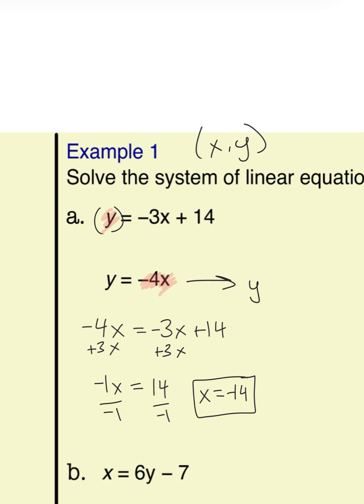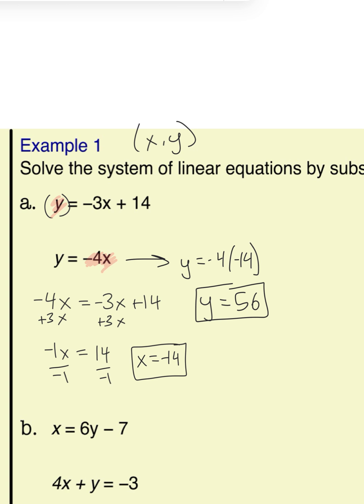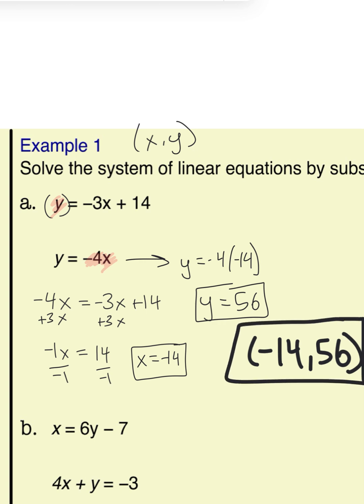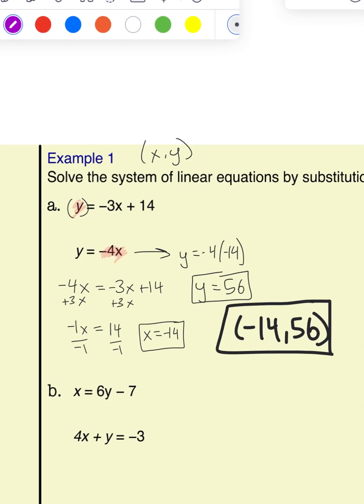So I'm going to say y equals negative 4. Then I'm going to plug in negative 14 for x. And then we multiply. Negative 4 times negative 14 is positive 56. So y equals 56. That means my solution, my ordered pair, is negative 14, comma 56. Remember, the solution is both pieces of the ordered pair.